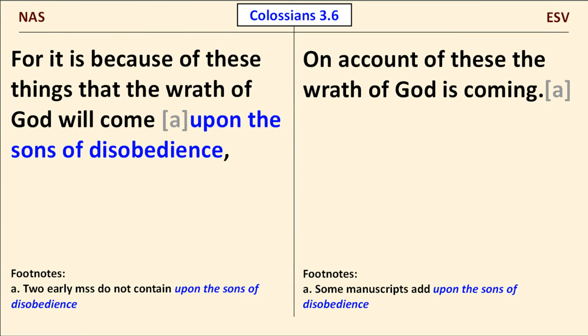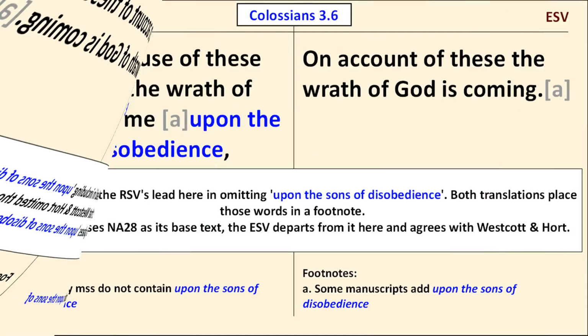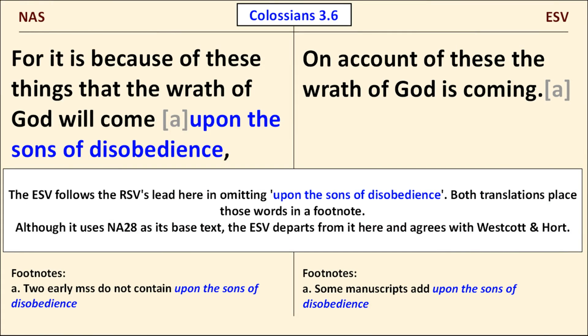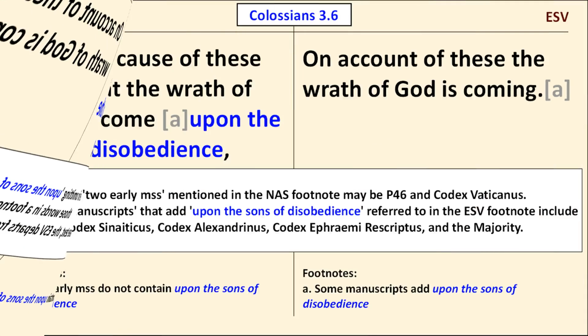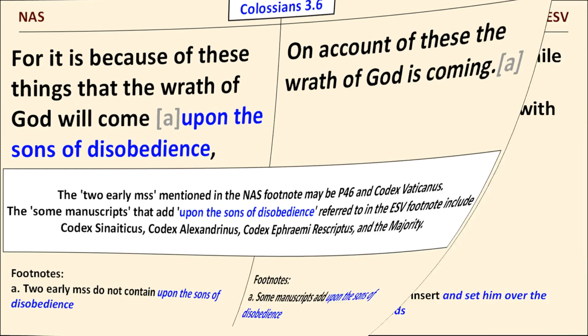As a second example, consider Colossians 3:6, where the NAS includes "upon the sons of disobedience," but the ESV does not. Here the NAS translates the Greek text present in NA 28, and it does so in agreement with its predecessor, the ASV. By omitting "upon the sons of disobedience," the ESV follows the example of its parent, the RSV, in translating the text present in Westcott and Hort. Here again I name some of the manuscripts that weigh in on this question. It's curious that the ESV footnote refers to the majority of manuscripts with the word "some."